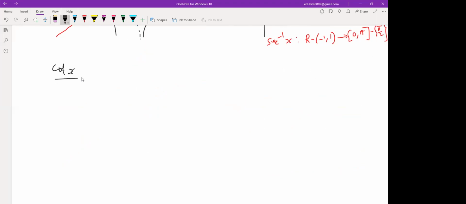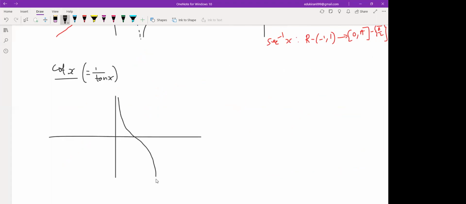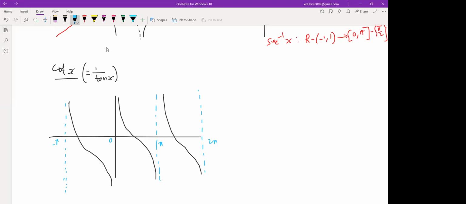So the cot x graph is actually the reciprocal of tan x. So it is like this. And the values where it is not defined are the values where tan is 0. So tan is 0 at minus pi, 0, and then at pi, then at 2 pi. So there cot is not defined. So this is the cot x graph.